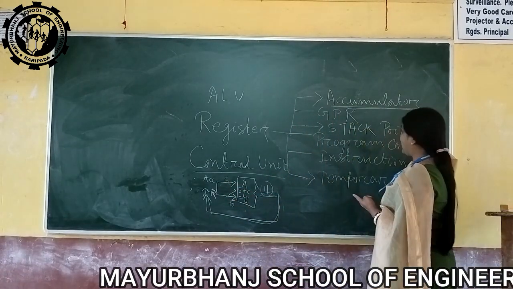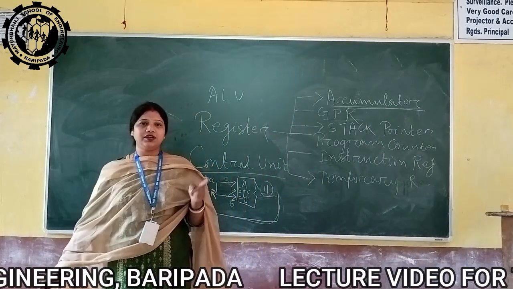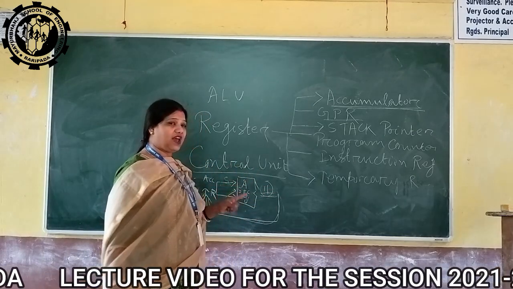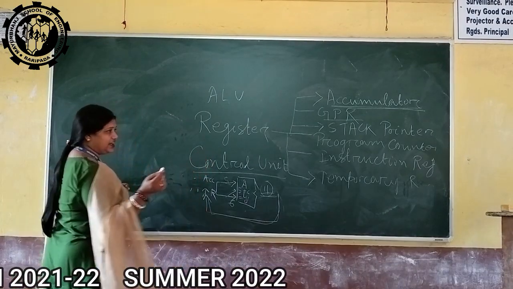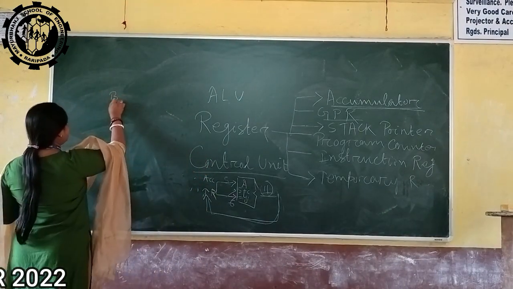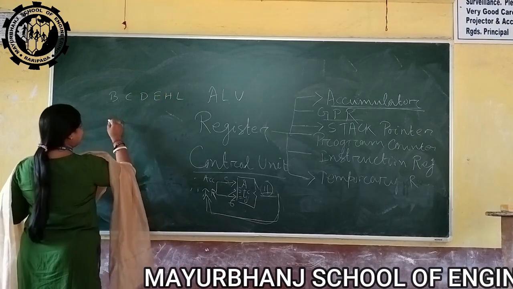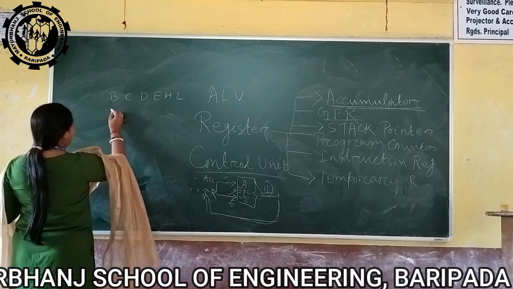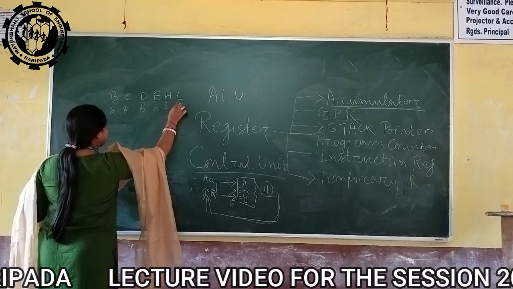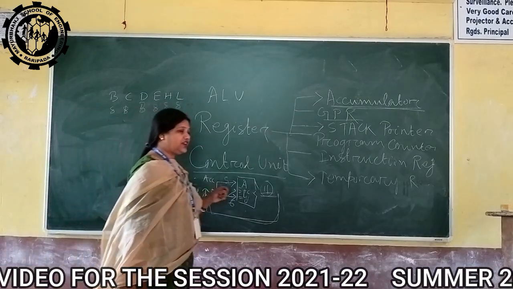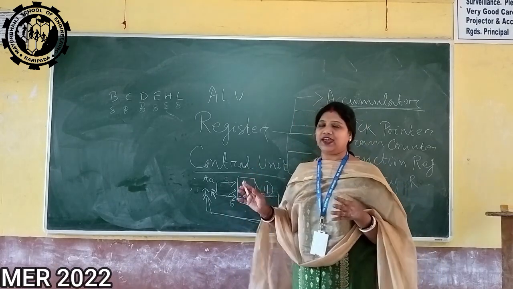That is the function of accumulator. The second one is GPR, that is general purpose register. It contains 6 8-bit registers like B, C, D, E, H and L, and all registers are 8-bit. Each register is 8-bit.